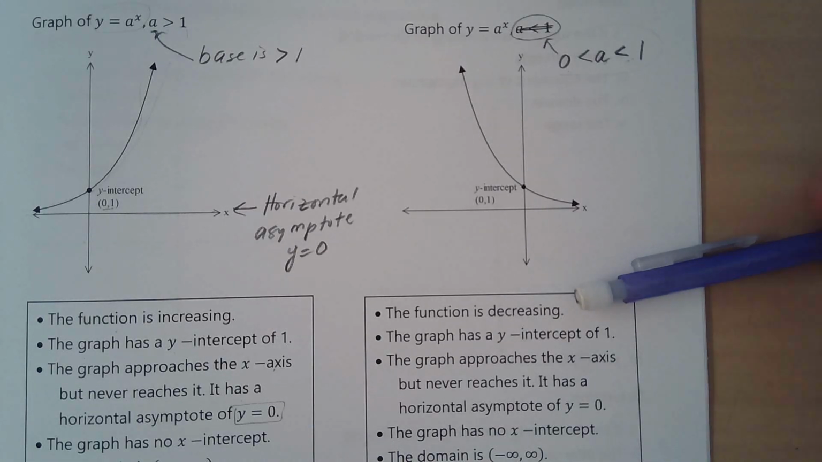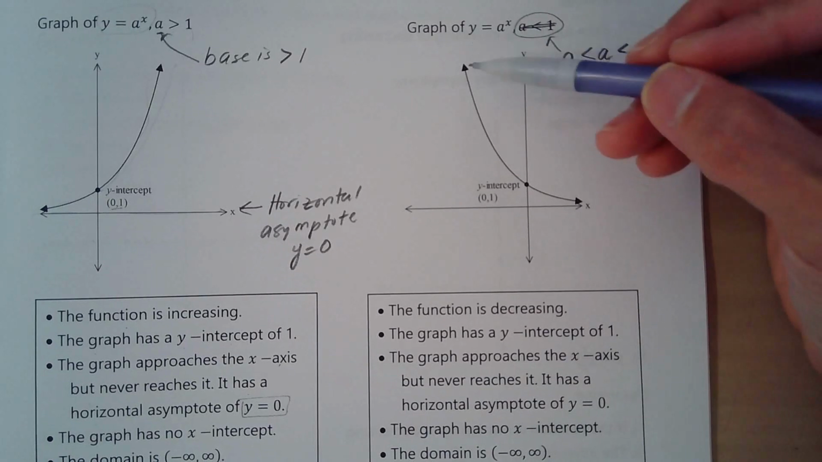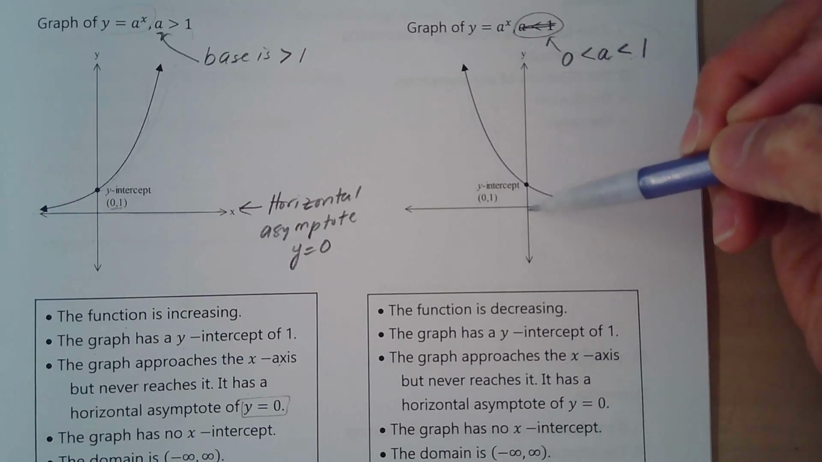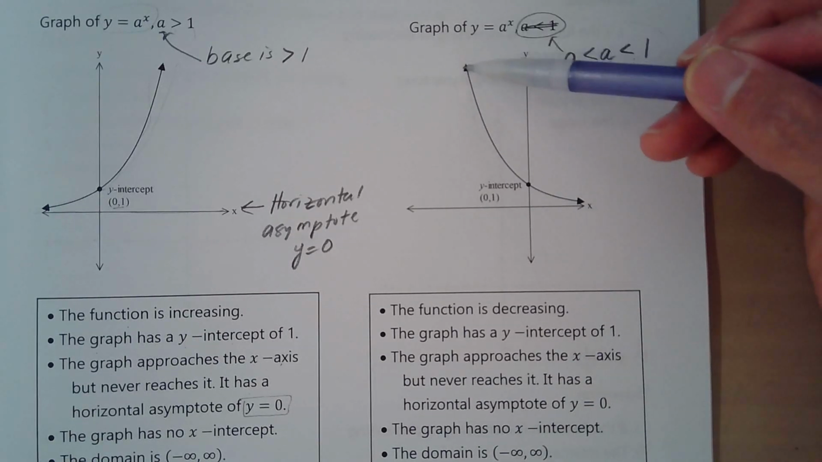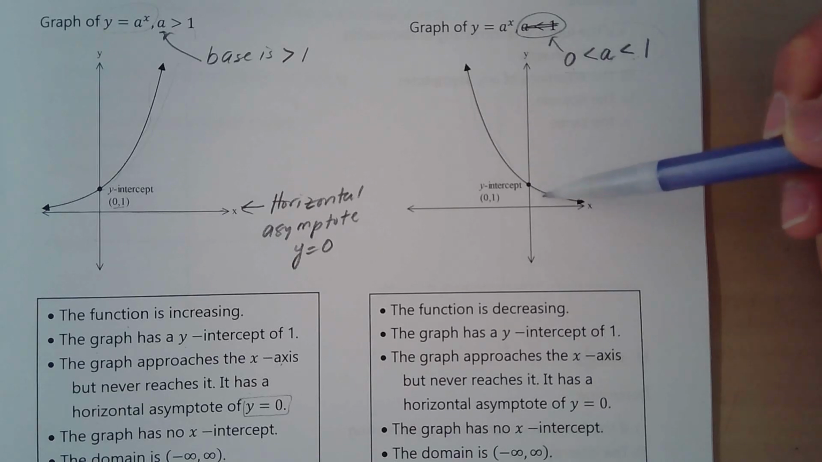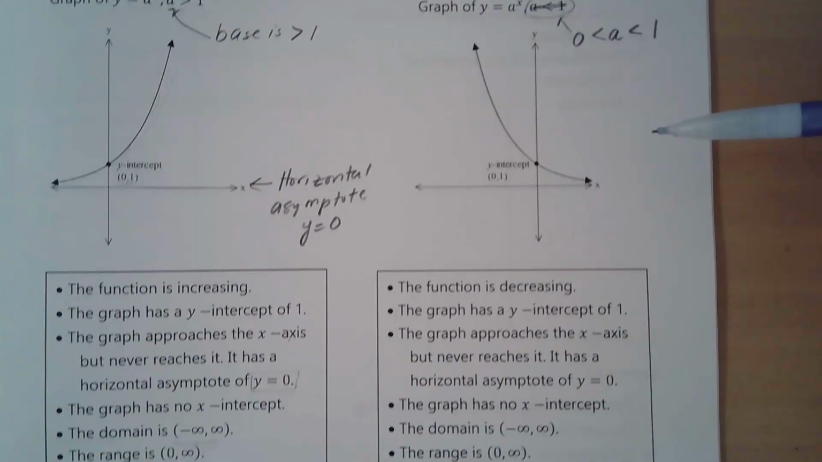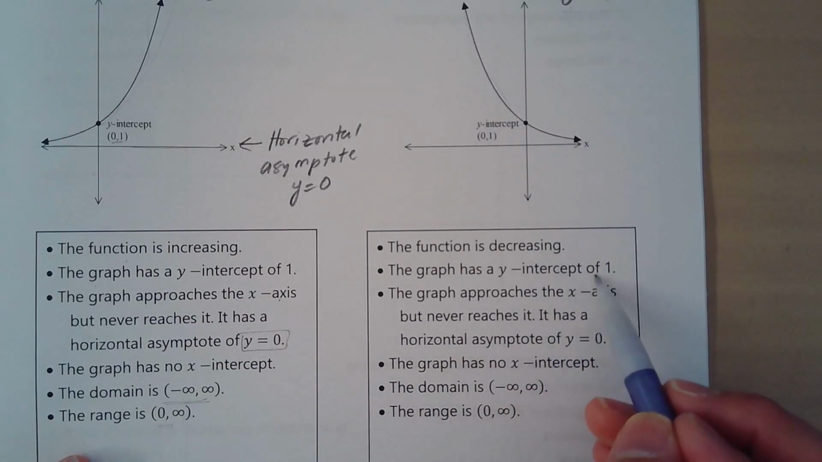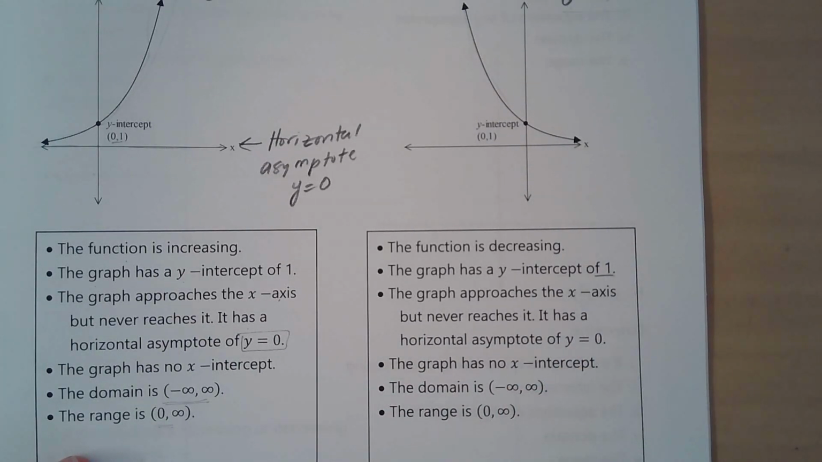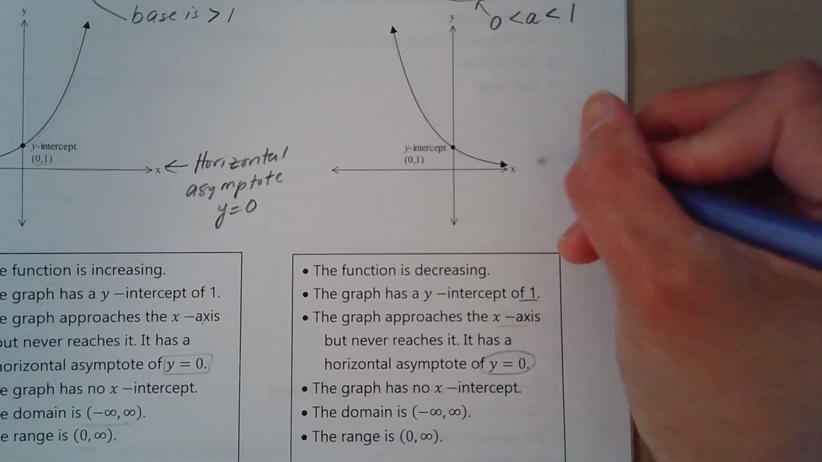And we've seen it before. In this graph, the graph is decreasing. It's falling to the right. As x gets bigger and bigger, the value of the function gets smaller and smaller. The y-intercept is 1. We've seen that. The graph approaches the x-axis. Again, the asymptote is y equals 0.